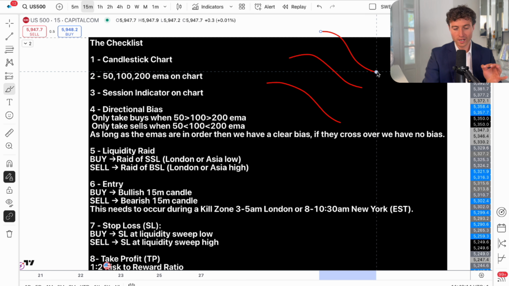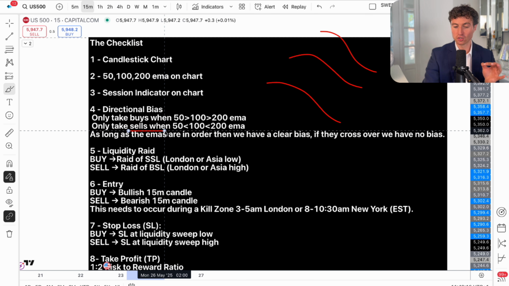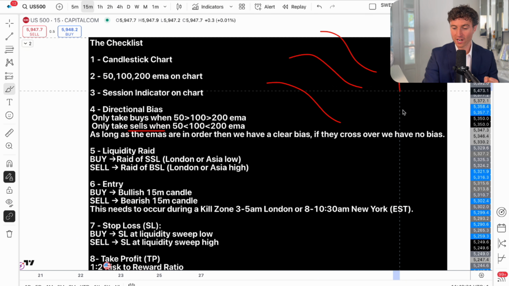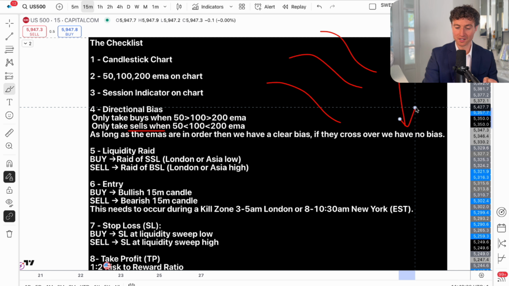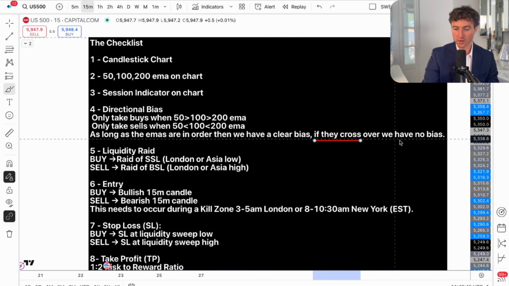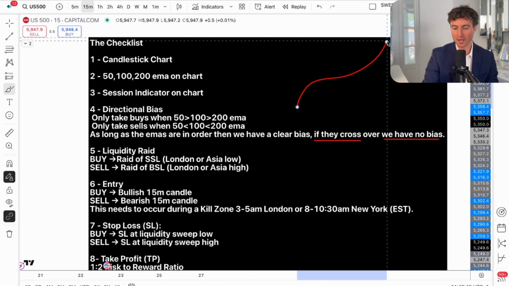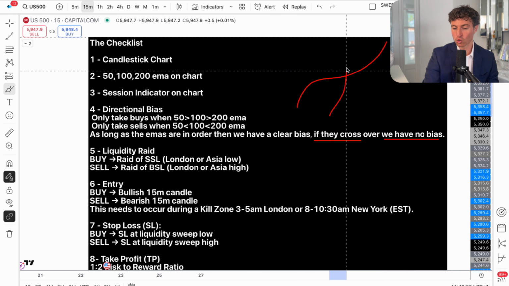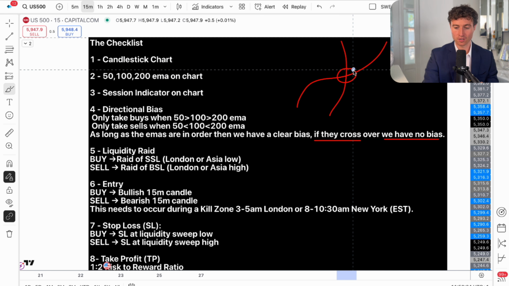We would only be looking at taking sell positions on this market, and so our directional bias would be sell bias. As long as the EMAs are in order, then we have a clear daily directional bias. If they cross over, then we have no bias in the market. So let's say that this is the 50 EMA. Let's say that the 100 crosses, then we would have no directional bias on this market. Don't worry, I'm going to go into a lot of trade examples to explain this even further.